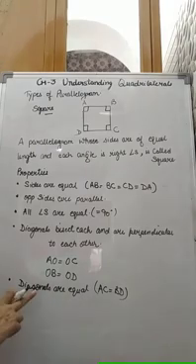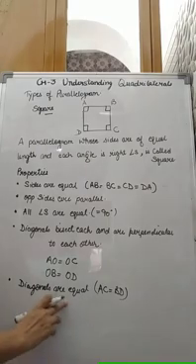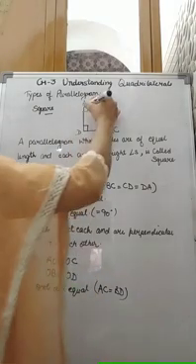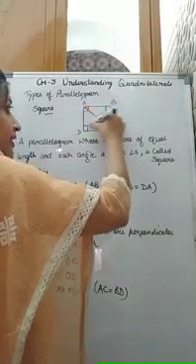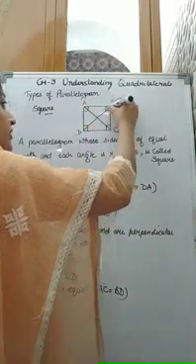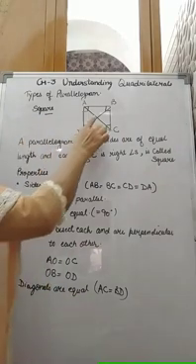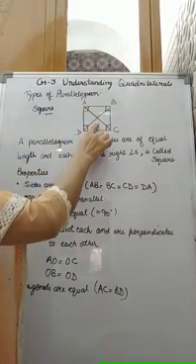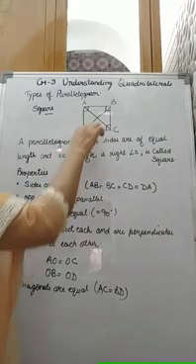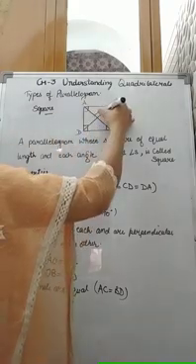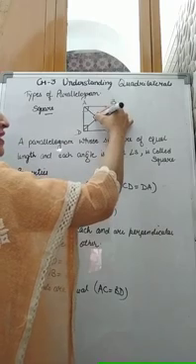And it has one more property. Diagonals are equal also. I have written AC is equal to BD. So it has one more additional property about the diagonals. Diagonals are equal. They bisect each other. They bisect each other at right angles. That means they are making 90 degrees at the center.